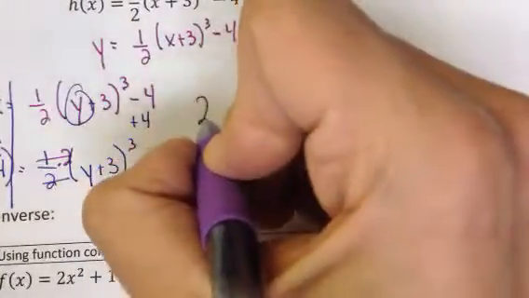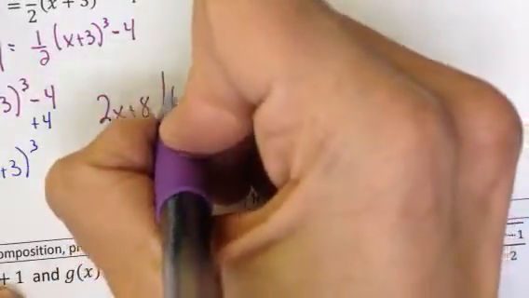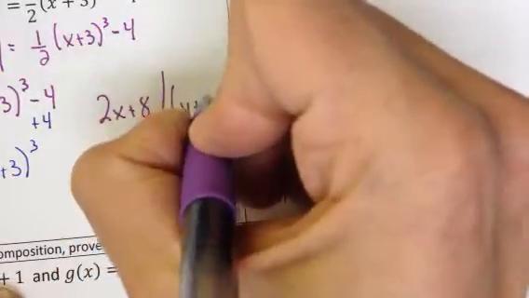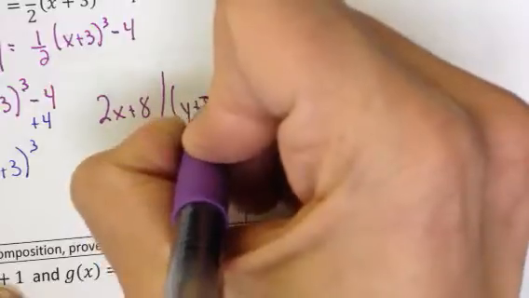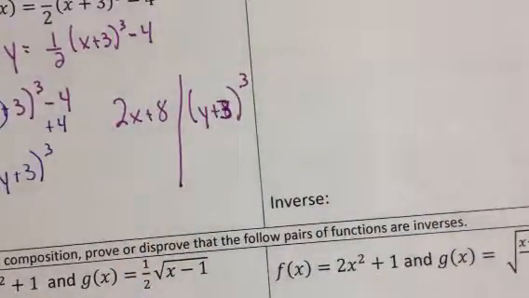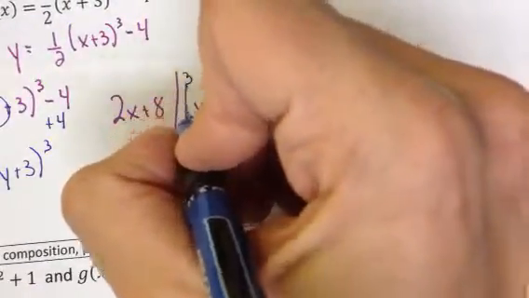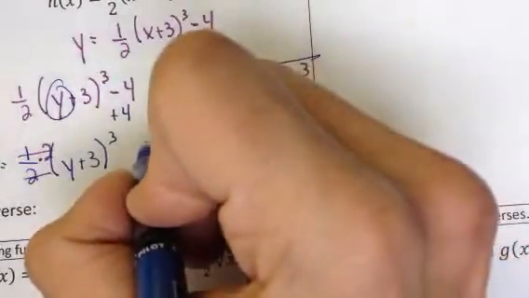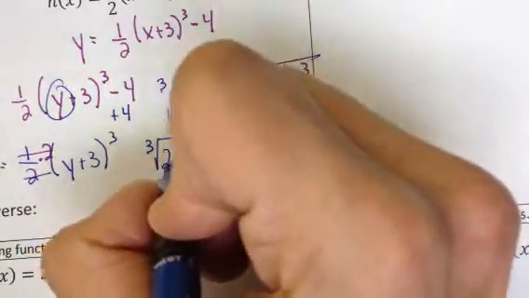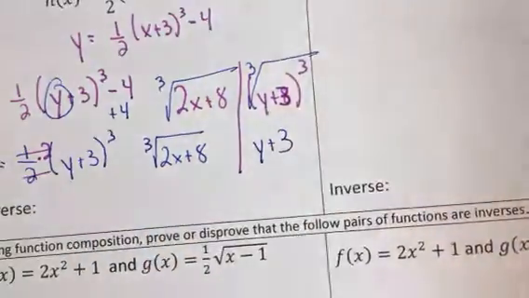So moving over here on the left side. And on this side, I still have the y plus 3. Oh, sorry, cubed. And now to get y by itself, I'm going to get rid of the exponent. So I'm going to cube root it. So on this side I just have the cube root of 2x plus 8. And on this side I have y plus 3. And now I'll get y by itself.